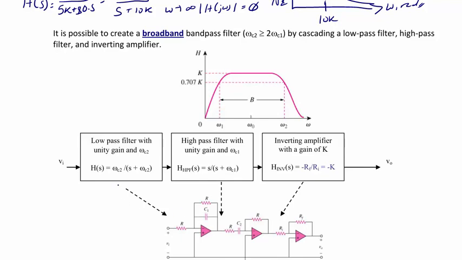So if we look at our circuit here, the first circuit is a low-pass filter with a unity gain and a cutoff at omega C2, and it has a transfer function omega C2 over s plus omega C2.